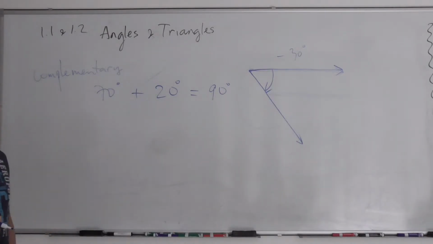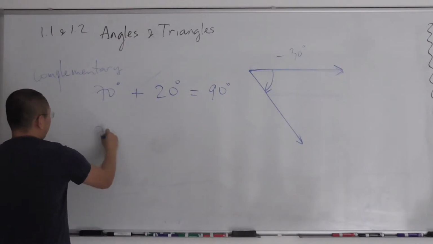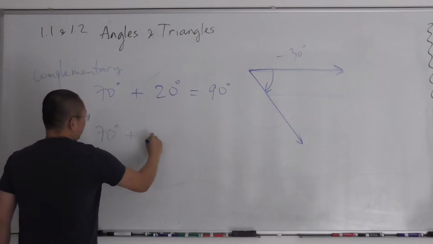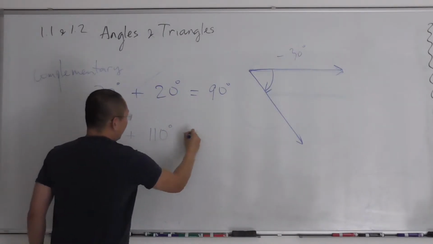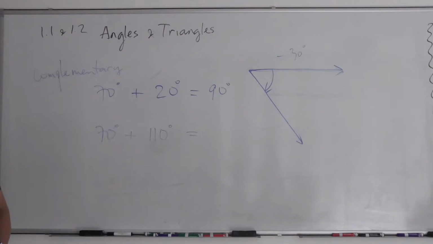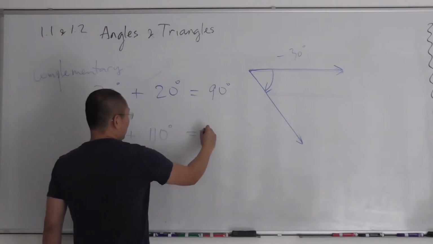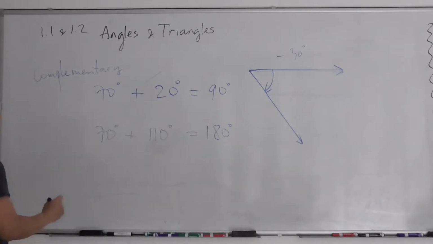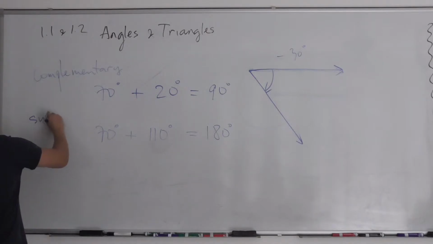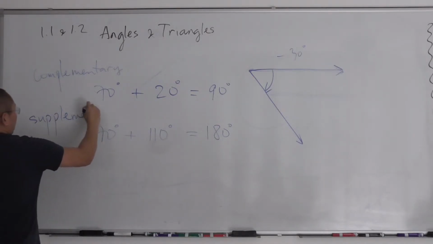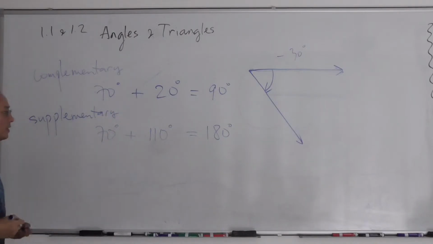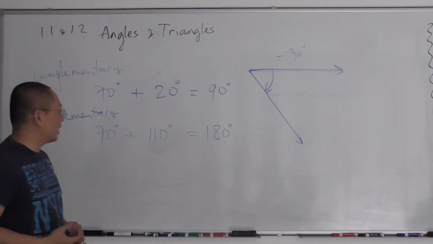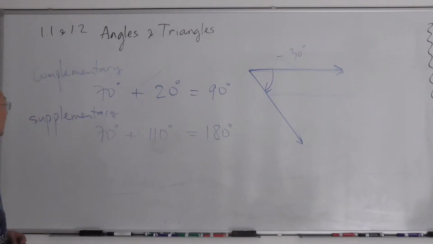Okay? Another case is, say the first angle is still 70 degrees, but the second angle is 110 degrees. What happens when we add the two angles together? The sum of the two angles is equal to 180 degrees. In this case, we're going to say that the two angles are supplementary to each other. Alright, it's just names, because later on when we study trig, we're going to talk about complementary and supplementary angles. They have some relationships.